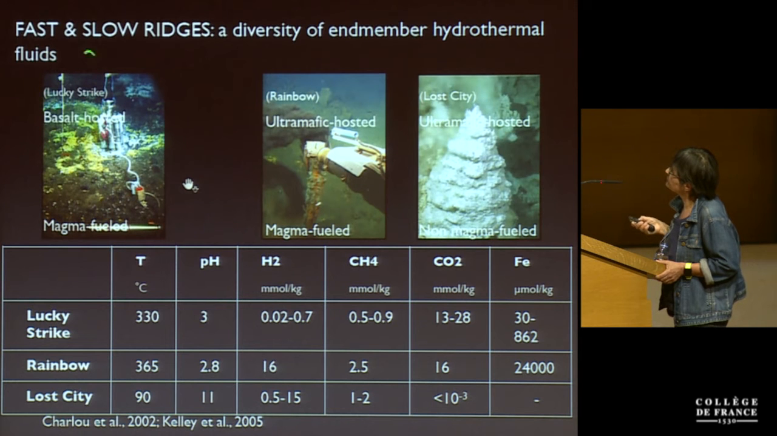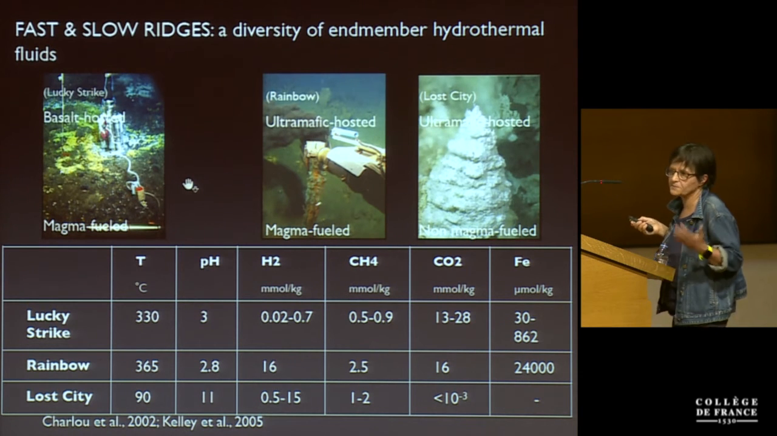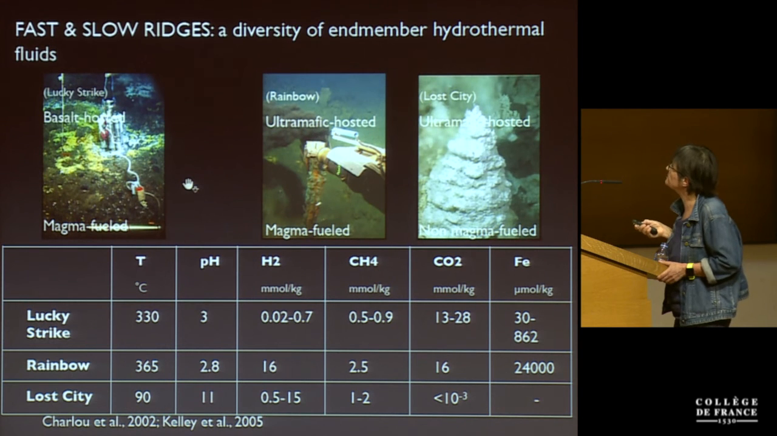One can be found at both fast and slow. It's basalt hosted and it's magma fueled. Then the 2 others are found only in these 25% of the places where you have faulting at the seafloor. And some have black smokers and they are magma fueled. It means that you have an ultramafic seafloor, but you also have a gabbro pocket underneath that is cooling. And the other one is not magma fueled, and it's lower temperature compared to the others. It's also much higher pH.